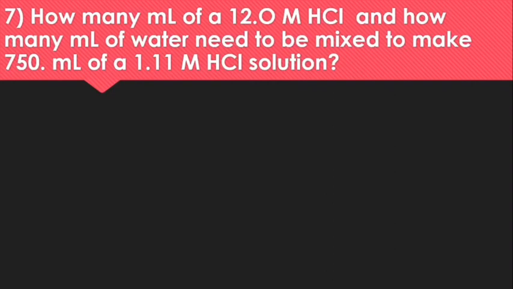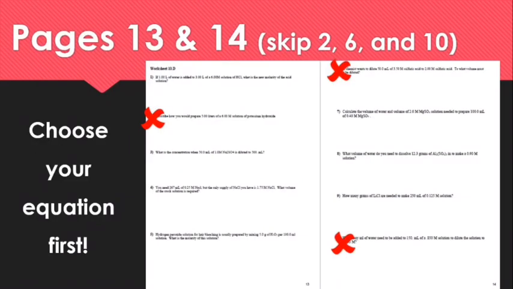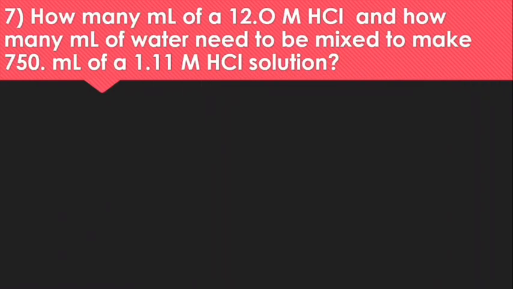Now, 7 is the last one, and it's similar to what we just did, but it's kind of the opposite. This is asking us how much of our solution and how much water will need to be mixed to get us to a final volume of 750 milliliters of this concentration. So I see my volume. Oop, not what I wanted to do. I wish we were done. This problem's a little bit weird.